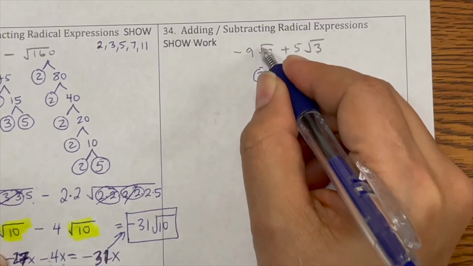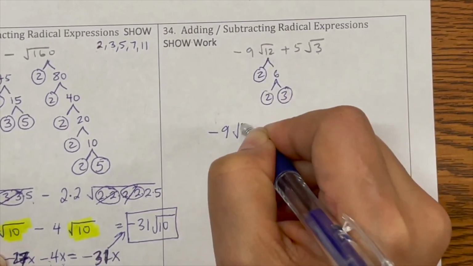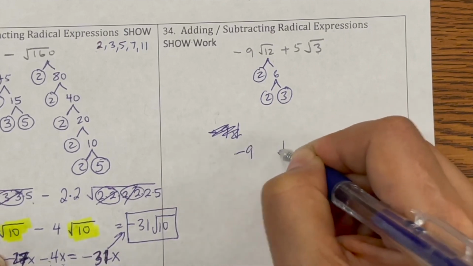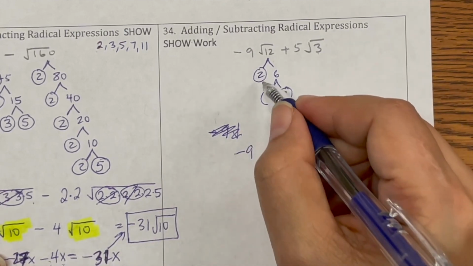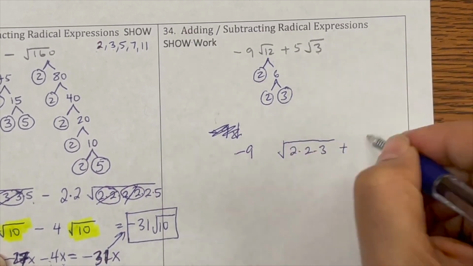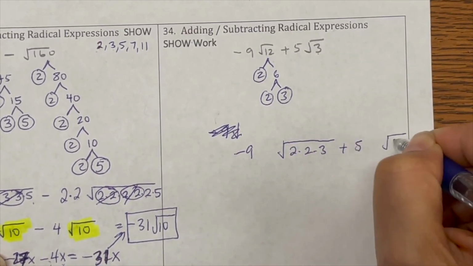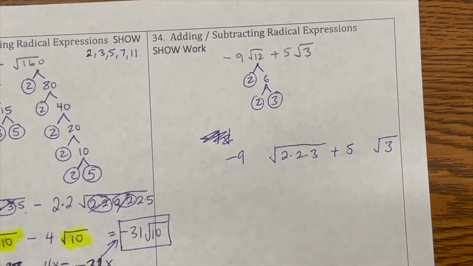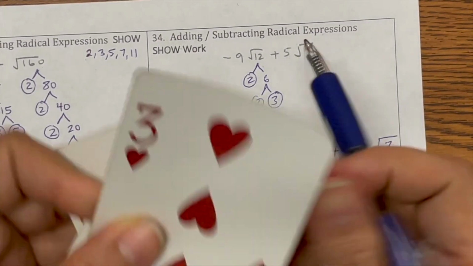So I'm going to write down negative 9, radical, leave a little space. Don't write in pen. Negative 9, leave a little space for your books. And then my cards are 2, 2, and 3. Plus, there's a 5 here. Leave a little space. And then a 3 here. So I'm going to give myself this hand. 2, 2, and 3.